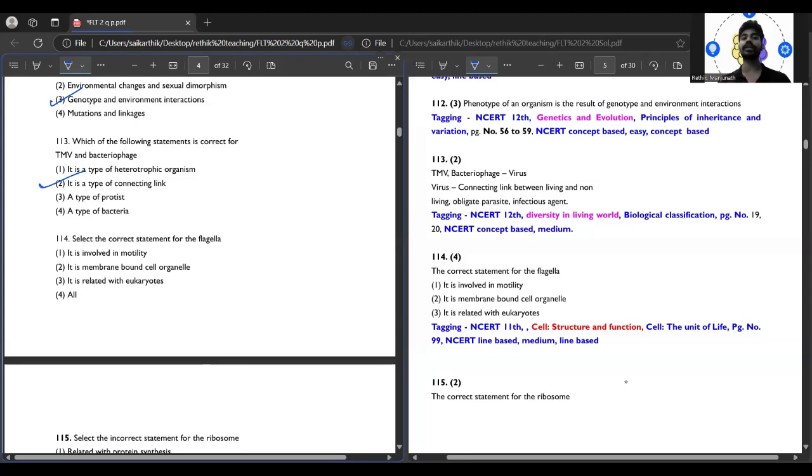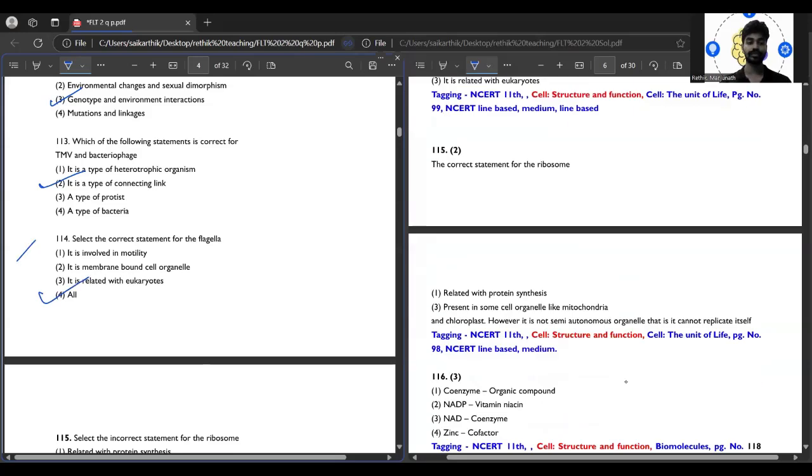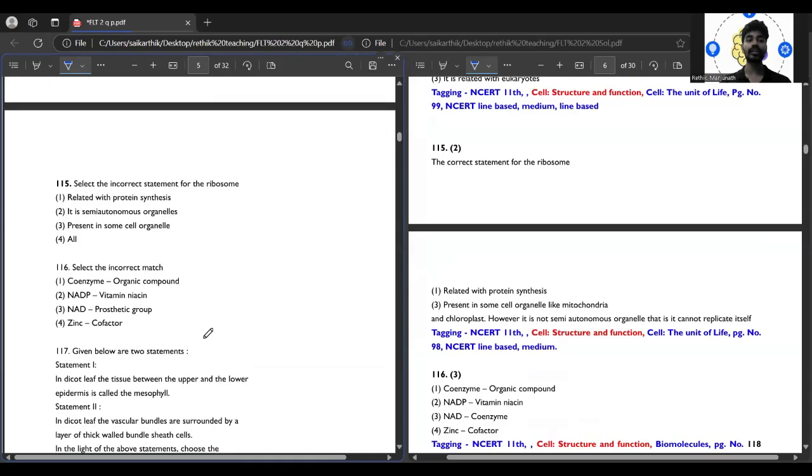Next, 114. Select the correct statement about the flagella. The options are: it is involved in motility, or it is a membrane bound cell organelle, or it is related with the eukaryotes, or all of them. The correct statement is that it does show motility. Membrane bound cell organelle is also right. And being related with the eukaryotes is also right. So all three statements are right. So all four.